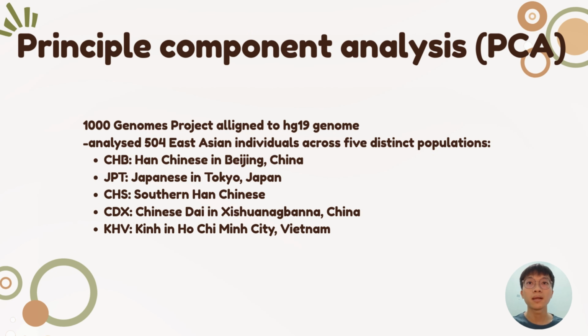For this analysis, I utilized the 1000 Genomes Project Phase 3 dataset aligned to the HG19 genome build. Specifically, I analyzed 504 East Asian individuals across 5 distinct populations. And I processed this data on a Linux system using a tool called PLINK.